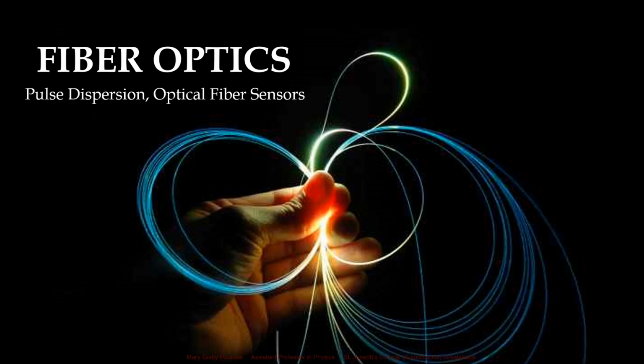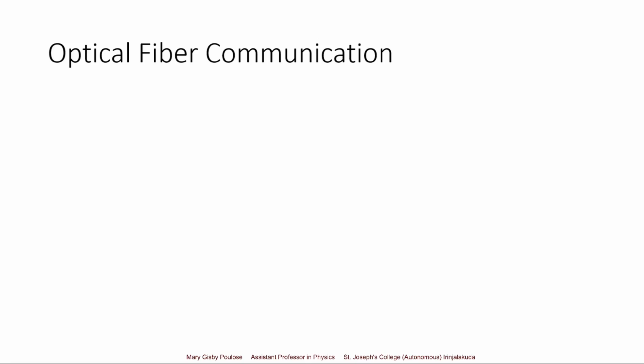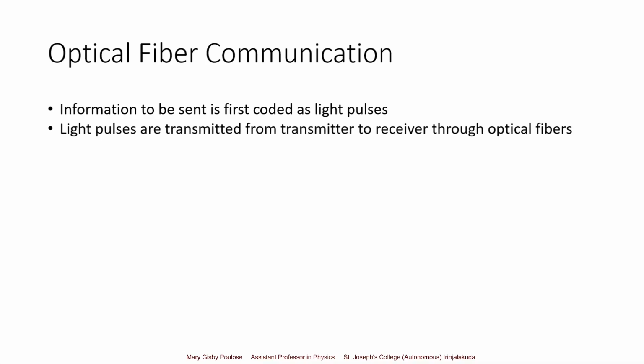Good day, students. Today, let us look into fiber optics and, in particular, the dispersion that occurs to light pulses in optical fibers and application of optical fibers as sensors. Now, in optical fiber communication, information to be sent is first coded as light pulses. Then, light pulses are transmitted from the transmitter to receiver through optical fibers.